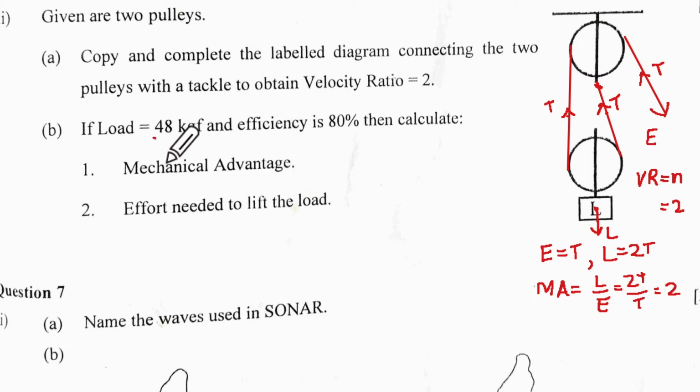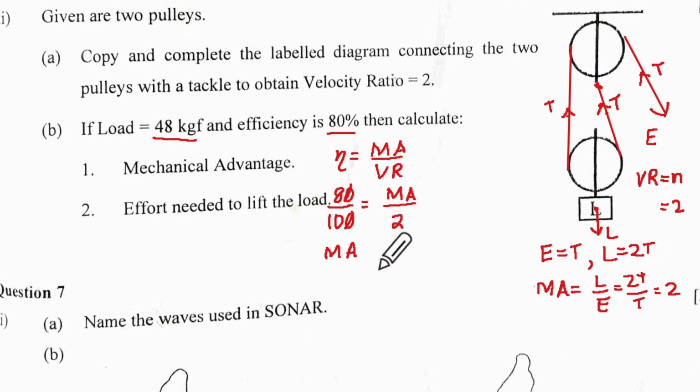Now in this diagram, if the load is 48 kgf and the efficiency is 80%, then efficiency is equal to MA upon VR. So 80% means 80 upon 100, which is the efficiency, is equal to MA upon VR, which is 2. And that will give us MA equal to 16 upon 10, that means 1.6. Now we say MA is equal to load upon effort. So 1.6 is equal to load, 48 kgf, upon effort.